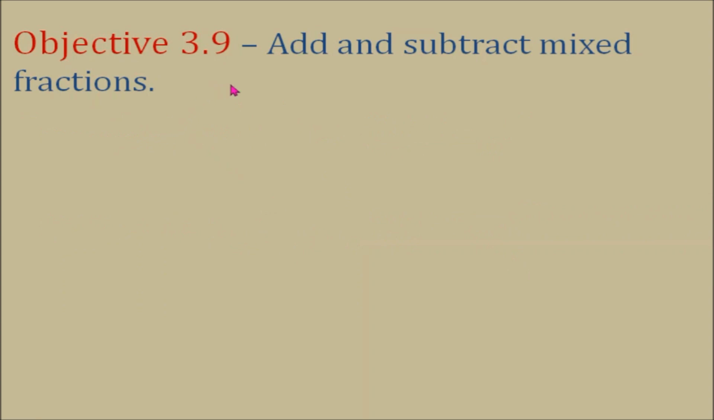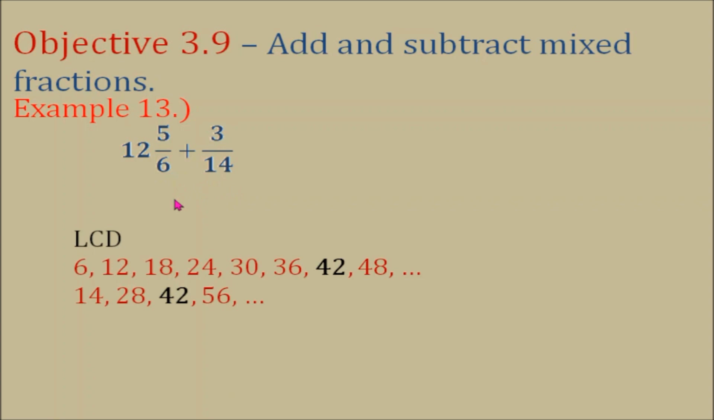Objective number 9, add and subtract mixed fractions. Example number 13, 12 and 5 over 6 plus 3 over 14. So first, we are going to find the LCD. So to find the LCD, we list down some of the multiples of 6 and some of the multiples of 14. So for 6, we have 6, 12, 18, 24, 30, 36, 42, 48, and so on. And for 14, we have 14, 28, 42, 56, and so on.